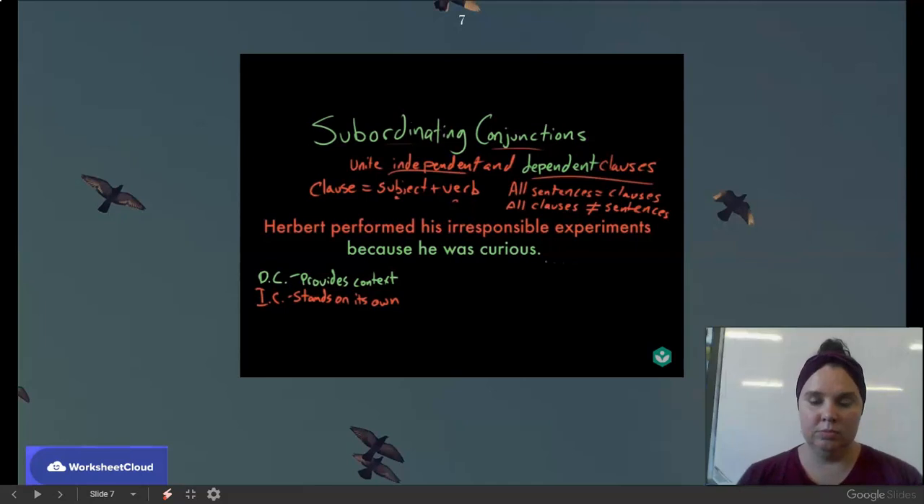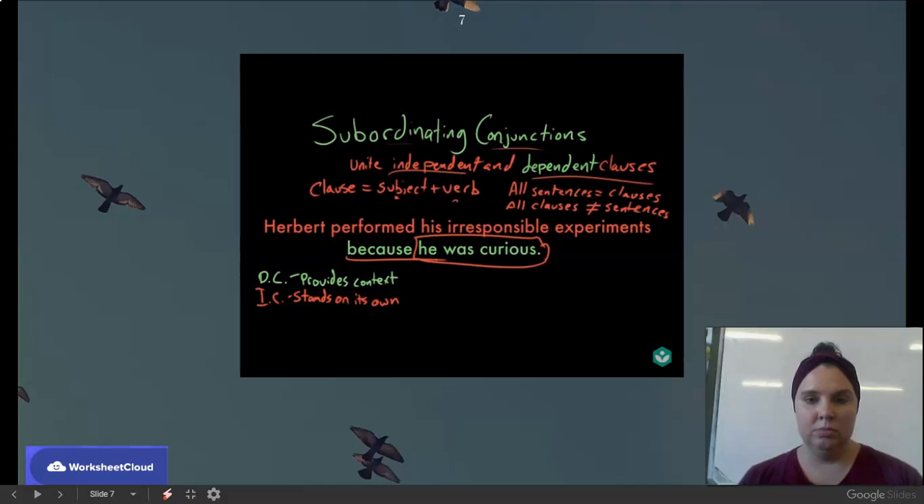In red, we've got this independent clause. Herbert performed his irresponsible experiments. And in green, we have this dependent clause, because he was curious. Now, we know that because he was curious is the dependent clause because it explains more of why Herbert did what he did, right? It is explaining the reason for his performing irresponsible experiments. But because he was curious on its own doesn't work as a sentence. He was curious does. That's a sentence.